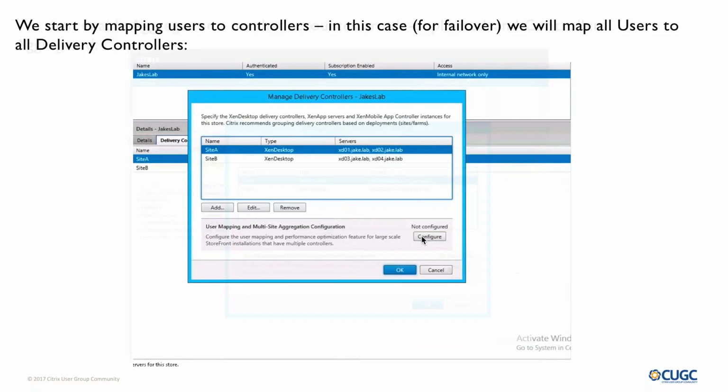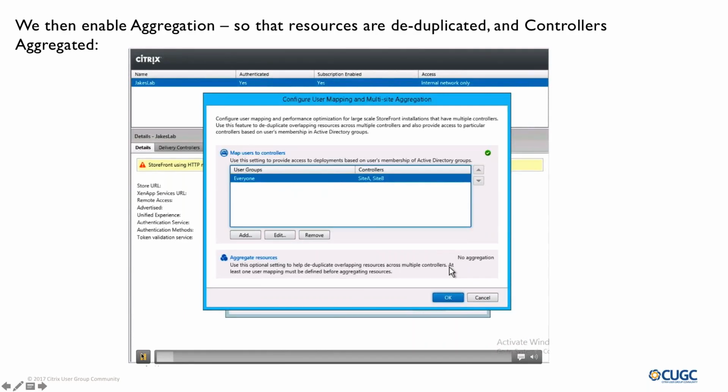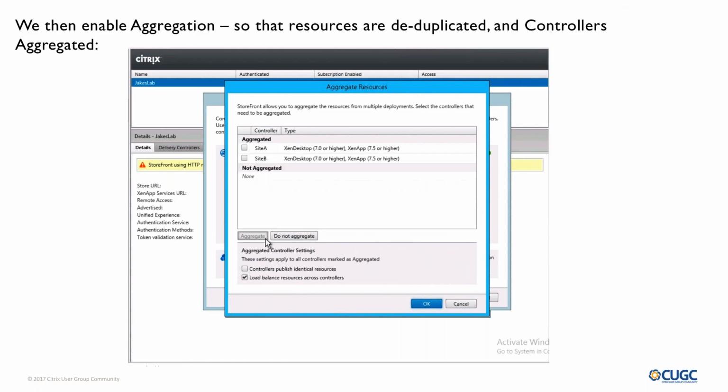Once that's done, we need to enable aggregation. This is the part where resources are deduplicated and the controllers are aggregated. That means after this, we'll stop seeing the duplicated resources. Let's play this one for you. So we edit that setting and we click on aggregate resources. That's really important, this step, that we tick both of those.